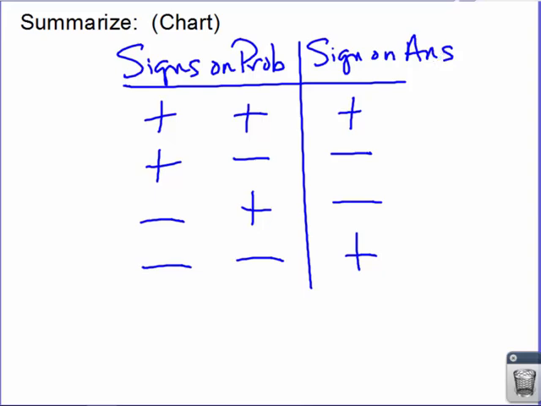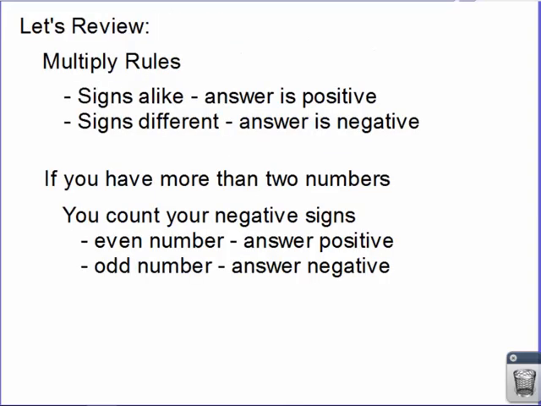So let's see if we can do a couple questions here real quick, just to make sure that we understand what we're doing. Okay, so before we do that though, let's talk about the rules then. In essence, for multiply, step number one, multiply your numbers together. Then we say, if our signs are alike, our answer is positive. If our signs are different, our answer is negative.